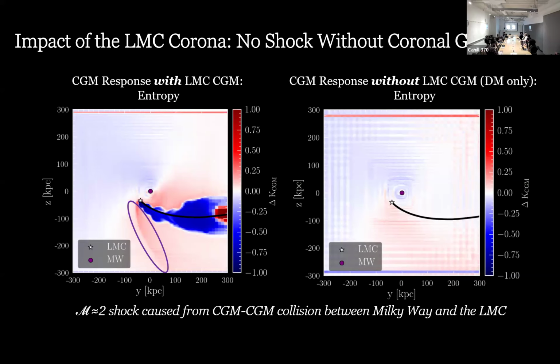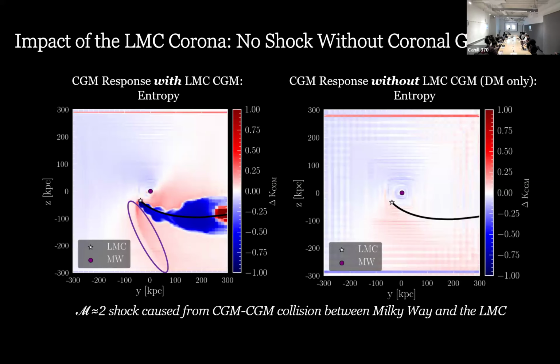Whereas when you compare that to the simulations which don't have gas for the LMC, and so you just have dark matter falling in along the fast orbit, you don't see those same large scale features. You do see hints of some faint low level large scale changes, but this is more a product of the bulk motions of the gas, less so from the hydrodynamic interaction. And so you can actually measure how strong this jump is, and it's consistent with what you expect for approximately a Mach 2 shock, which aligns with the LMC's kinematics.